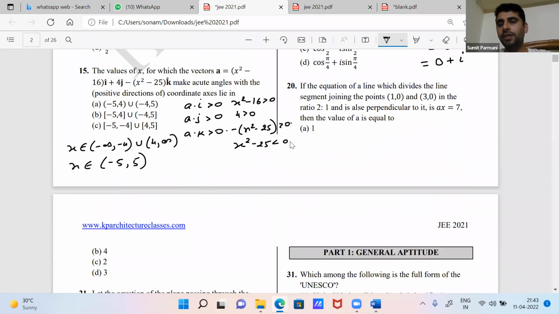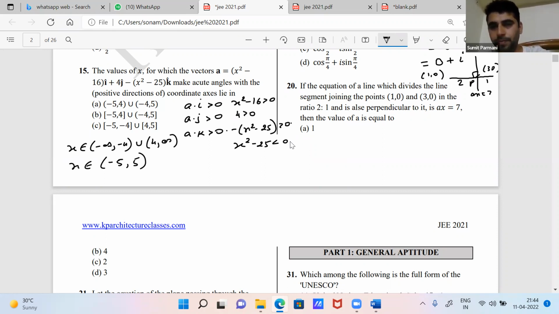For the 20th, the equation of a line which divides the line segment joining the points in the ratio is perpendicular to it. We are forming a line from points (1, 0) and (3, 0), and the line AX = 7 is perpendicular to this line and divides it in the ratio 2:1. So consider this point as P.